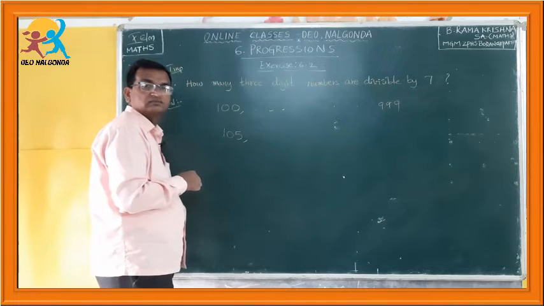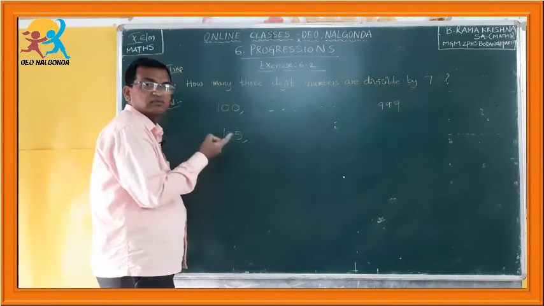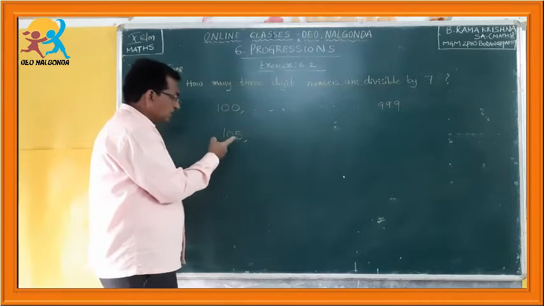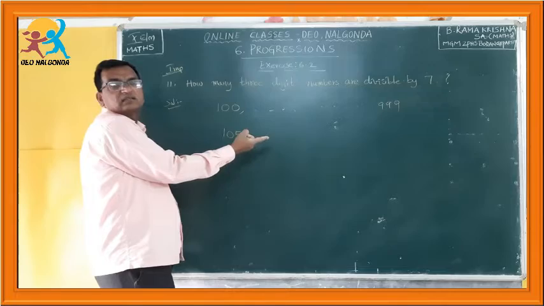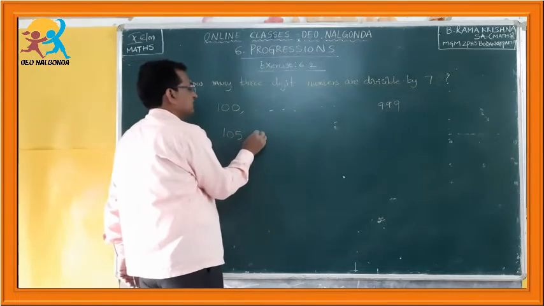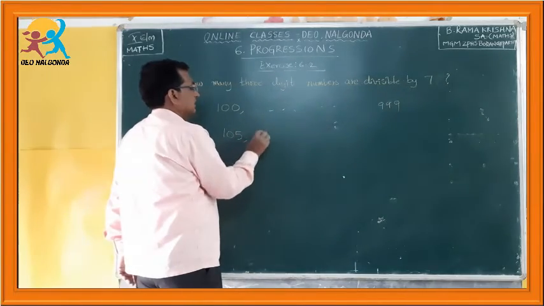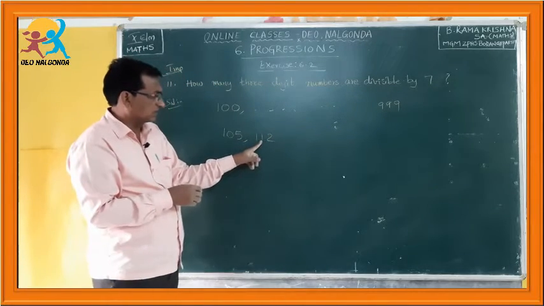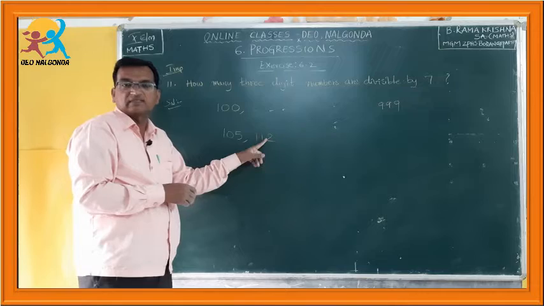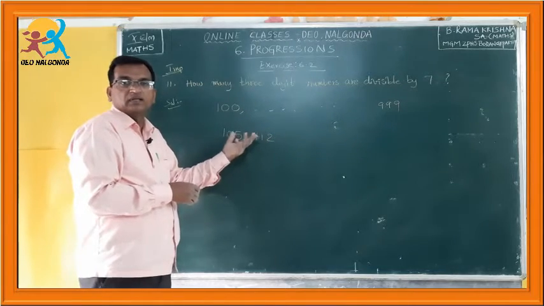Next, can you tell the next number? Simple. If you go on adding 7, you will get the next number which is divisible by 7. 105 plus 7 is 112. If you have any doubt, check this. 7 ones are 7, 4 remains, 7 sixes are 42. Yes, simple.